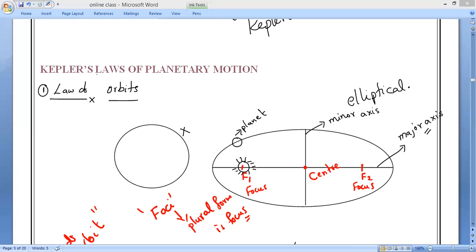Where is the sun located, guys? F1 or F2, sir. Any one of the foci of the orbits, right? Orbits, and the sun is located at one of the foci of the orbits.